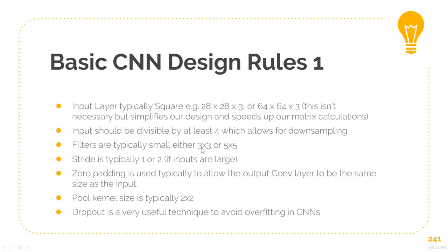Filters are typically small, either 3 by 3 or 5 by 5, but they can easily be 7 by 7 or 9 by 9, so don't let me stop you from trying those filter sizes. Stride is typically 1 or 2. I usually use a stride of 1. However, if the inputs are large, you can get away with a stride of 2. Zero padding is usually always used so that our convolutional output layers are the same size as the input. And our max pool kernel is typically 2 by 2, which I said previously up here. And dropout, which we will discuss further, is a very, very useful technique and easy to apply to avoid overfitting in CNNs.